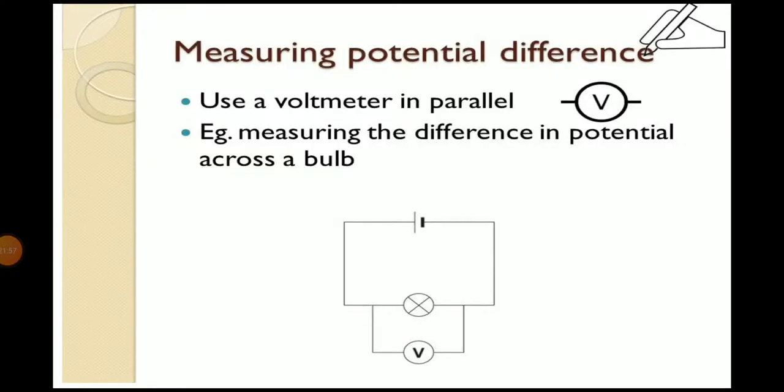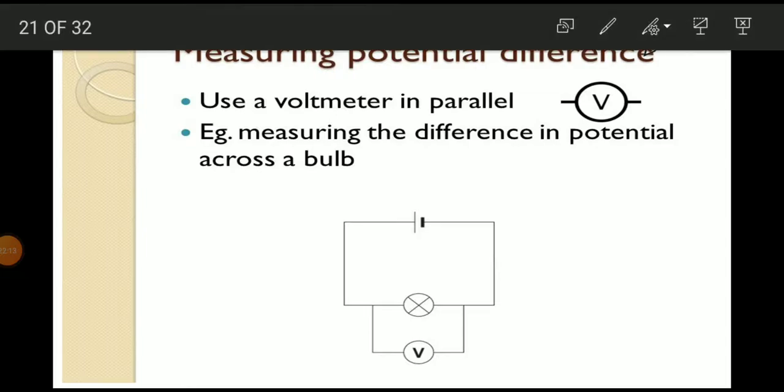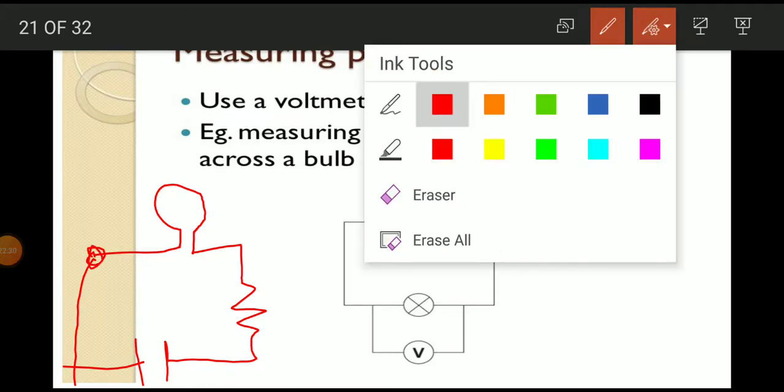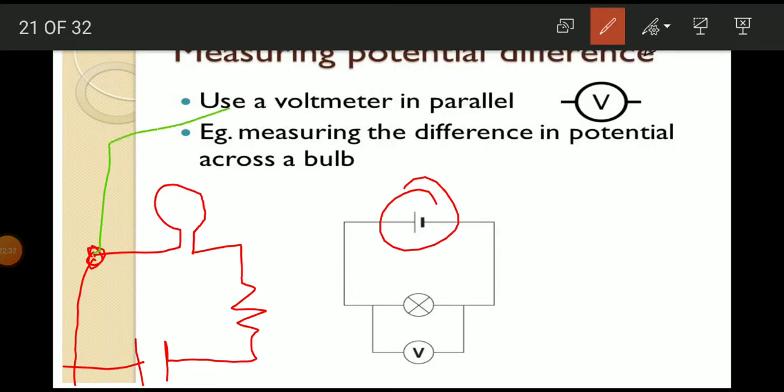Now, measuring potential difference. You will use a voltmeter for the measurement of voltage. It must be connected in parallel. If you are measuring the potential difference across a bulb, you will connect it in parallel. You will measure potential difference across a device like a bulb. An ammeter is used to measure electric current through it, while the voltmeter must be connected in parallel.